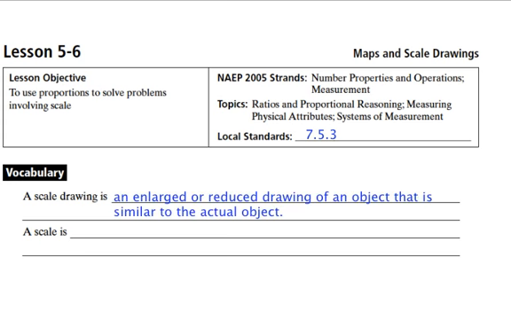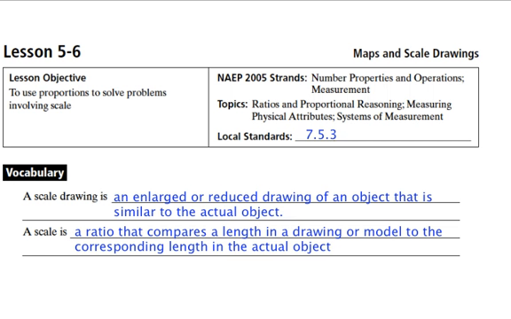A scale drawing is an enlarged or reduced drawing of an object that is similar to the actual object. Maps are the perfect example of a scale drawing. Also in science class, often you'll have scale drawings of things that are very, very tiny, like a cell.